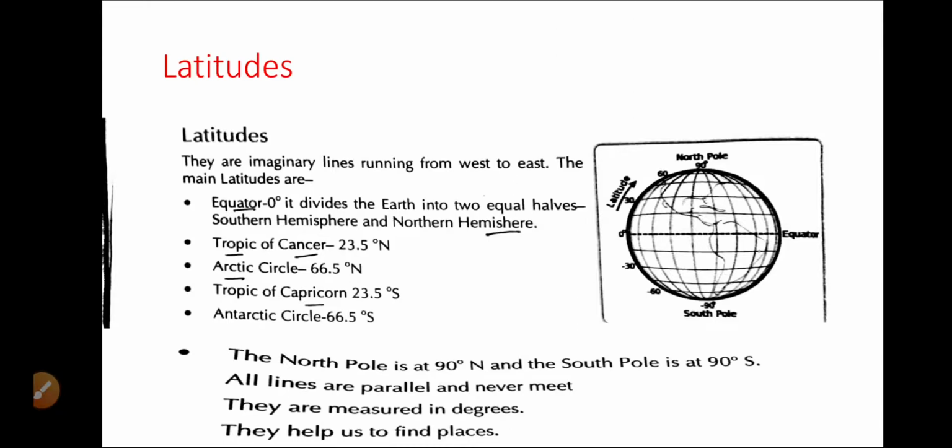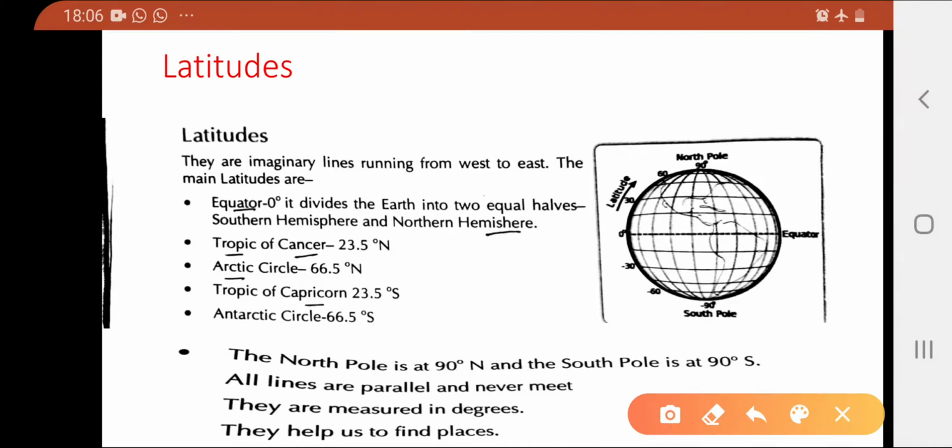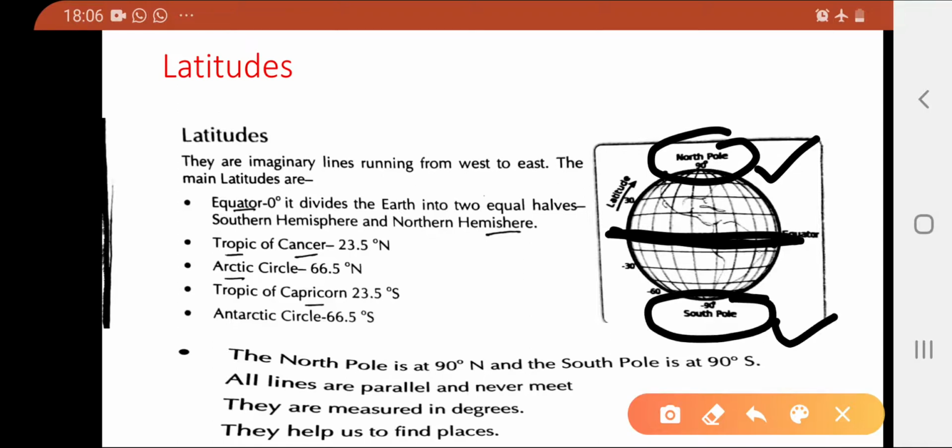It is known as the equator. Here you can see, children, this is known as the equator. It is 0 degree and it divides the earth into two equal halves. The upper one is known as the northern hemisphere and the bottom one is known as the southern hemisphere. Because it is in the north part, it is known as the northern hemisphere, and because it is in the south part, it is known as the southern hemisphere.